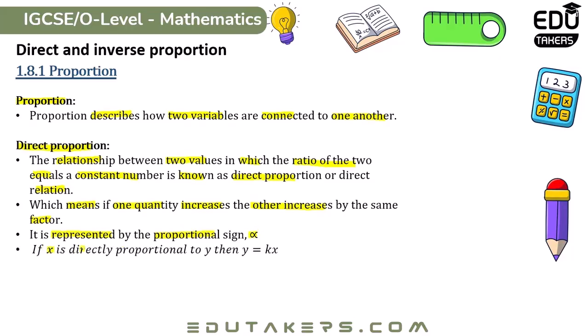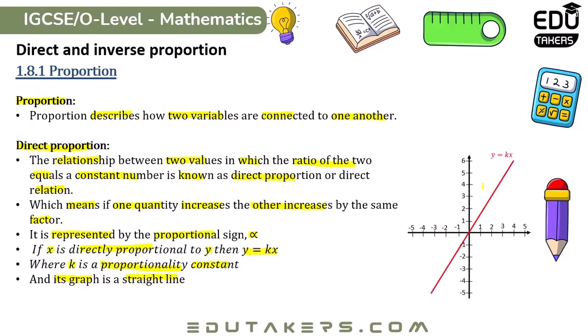If x is directly proportional to y, then y equals kx, where k is a proportionality constant, and its graph is a straight line, like this.